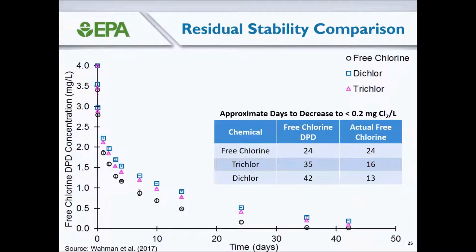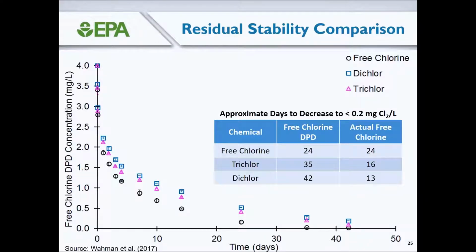And just to compare the residual stability, I've chosen to note how long it took to decrease from 4 to 0.2 milligrams per liter for each chemical on 2 different bases. And depending on this basis, your interpretation of whether you've really improved residual stability may vary. So if you go solely by the free chlorine DPD test, which as I mentioned previously actually measures the total chlorine in the water, then you see an advantage in using dichlor and trichlor over free chlorine, where you've extended the residual stability for a significant amount of time.